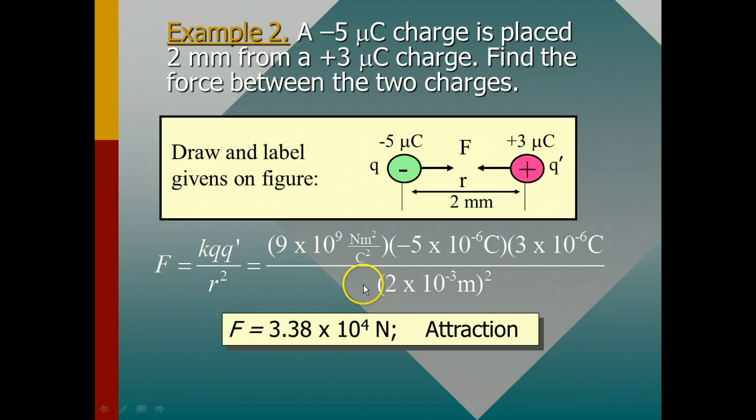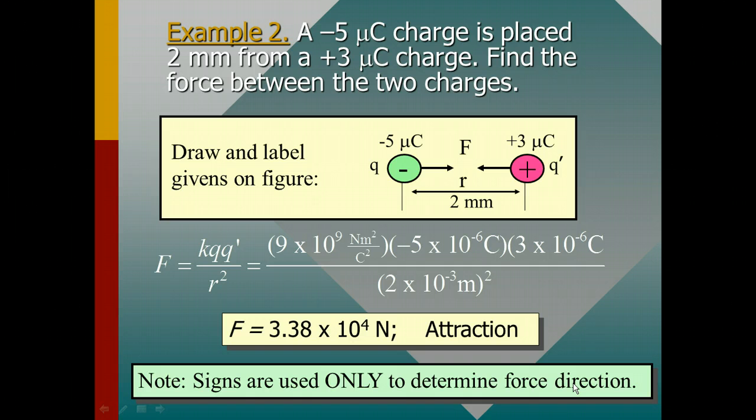Now keep in mind that this will be negative when you calculate this. So you can either express it as a negative force, or you can say it's this value of the force, and it's an attractive force. So the negative sign only determines our force direction. A negative means attraction, a positive means repulsion.